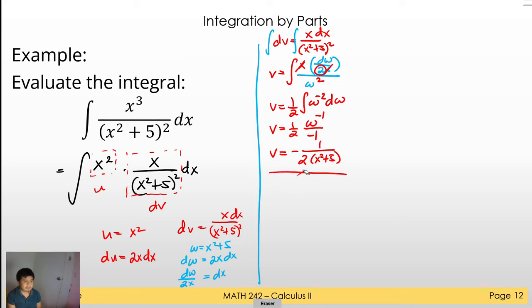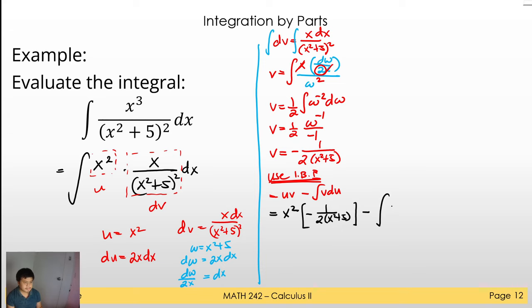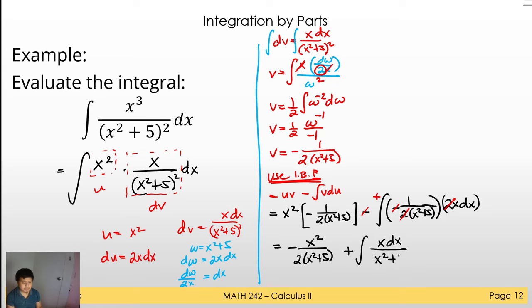Now using integration by parts, we have uv minus the integral of v du. So this will be equal to x squared times v, which is negative 1 over 2(x squared plus 5), minus the integral of v du, where v is again negative 1 over 2(x squared plus 5) and du is 2x dx. Simplifying, we have negative x squared over 2(x squared plus 5). Then the negative cancels to become positive, and the 2 will be cancelled out, so we have plus the integral of x dx over x squared plus 5.